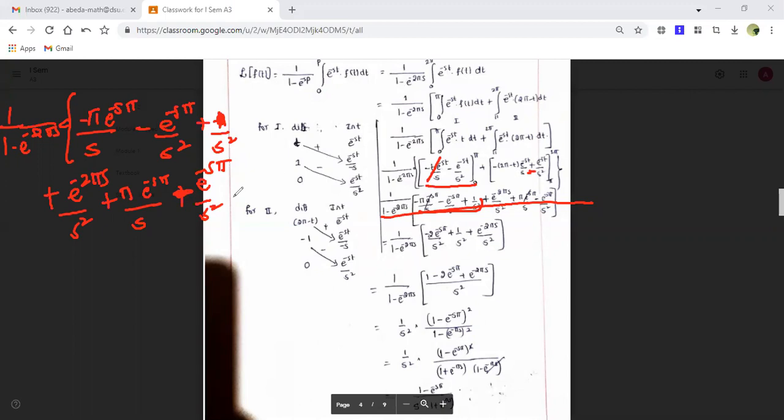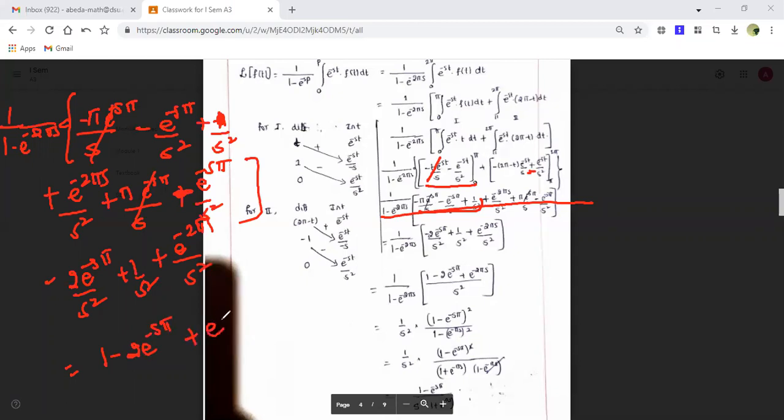Okay, so now we have substituted all the values. Now simplification you have to do. So here you can see minus pi e to the power minus s pi and plus pi e to the power minus s pi, these two I'll cancel. Then what is remaining? Here you can see e to the power minus s pi upon s square minus e to the power minus s pi upon s square means it is minus 2 times e to the power minus s pi upon s square, plus 1 upon s square, plus here what is remaining, e to the power minus 2 pi s upon s square. So all these are over s square, so I can rewrite this as 1 minus 2 into e to the power minus s pi plus e to the power minus 2 pi s divided by s square.